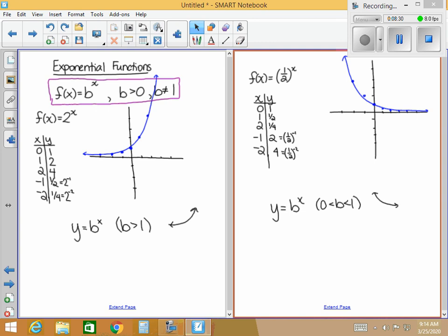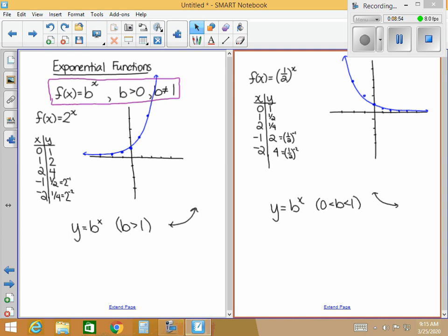So we have exponential growth if b is bigger than 1, if the base is bigger than 1. And we have exponential decay if our b is between 0 and 1. And again, it has those general shapes. Of course, if I have 3 to the x instead of 2 to the x, it's going to go through 3 and 9 and 27 instead of 2 and 4 and 8. But it's going to have that same general shape.